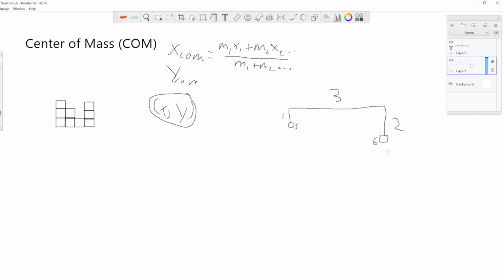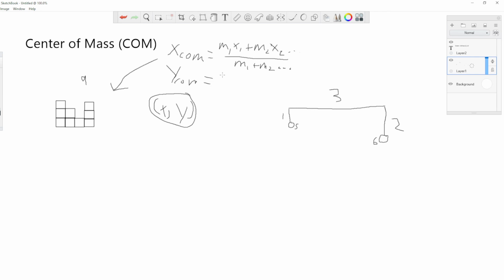So you keep on doing that for as many objects as you have. For this one down here, you have 1, 2, 3, 4, 5, 6, 7, 8, 9. So you have nine objects. You take each one of those and on the top, you do mass of one and its position on the x-axis. The second one is mass and its x position, over all the masses added together, to get your x center of mass.